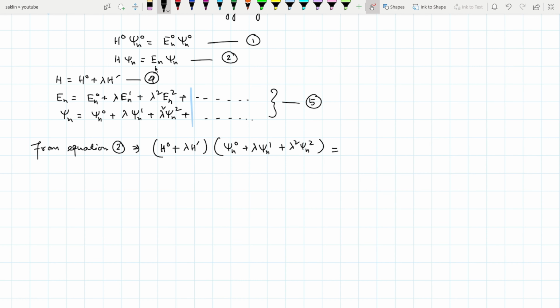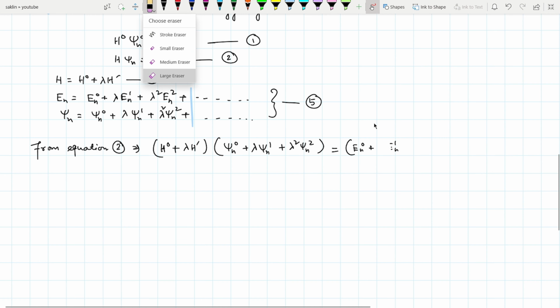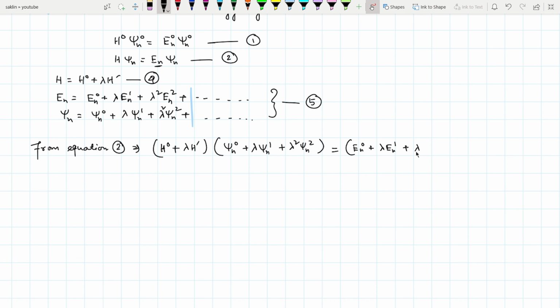Here also, from equation 2 we will substitute the energy eigenvalue for the perturbed case, that will be En0 plus lambda En1 plus lambda square En2, and psi n0 plus lambda psi n1 plus lambda square psi n2.